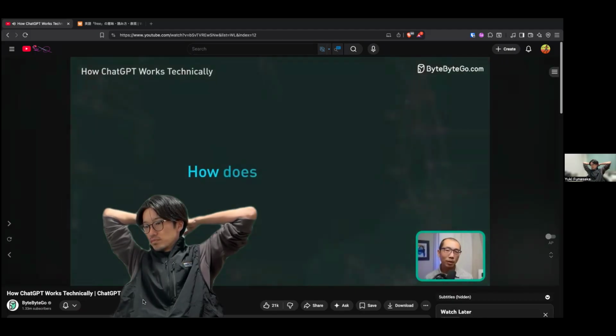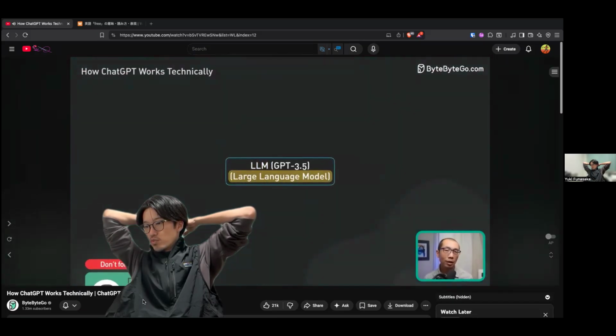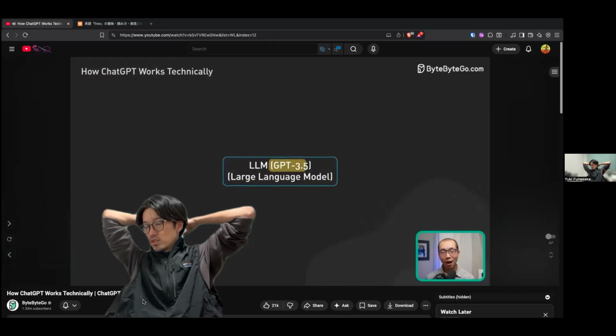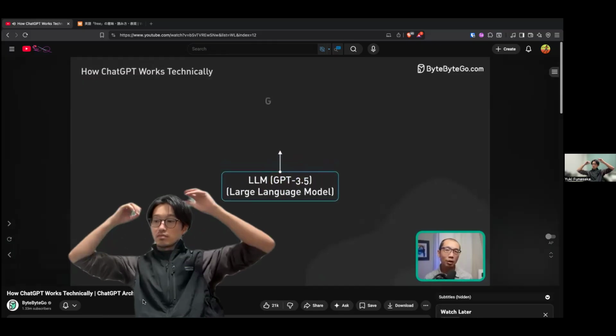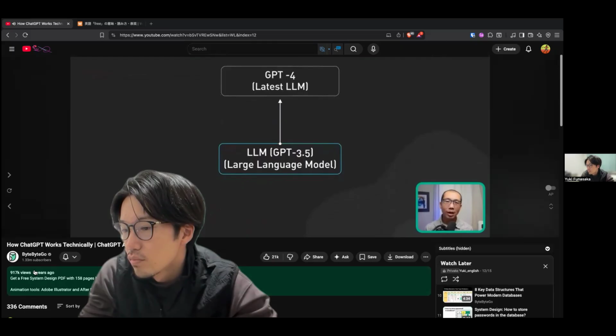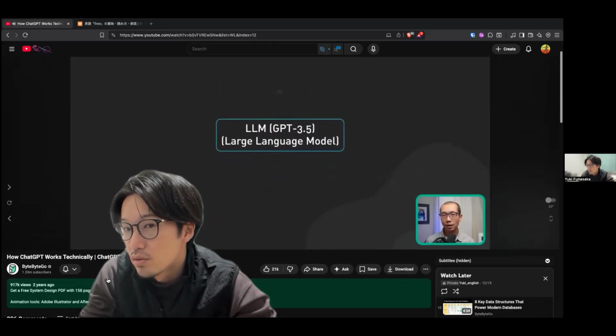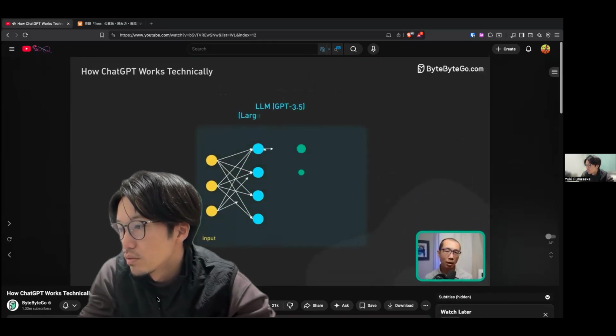Now, how does ChatGPT work? The heart of ChatGPT is an LLM, or a large language model. The default LLM for ChatGPT is GPT 3.5. ChatGPT could also use the latest GPT-4 model, but there are not many technical details on GPT-4 yet for us to talk about. Now, what is a large language model?